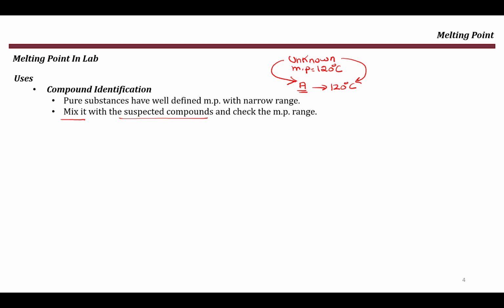If the melting point range was very narrow, this means that the compound is actually pure, and this means that the unknown is actually A. Whereas if the melting point range was very high or very wide, this means that the compound A is actually different than the unknown. So compound A will be considered as an impurity. So this is how we determine or identify compounds using the melting point.